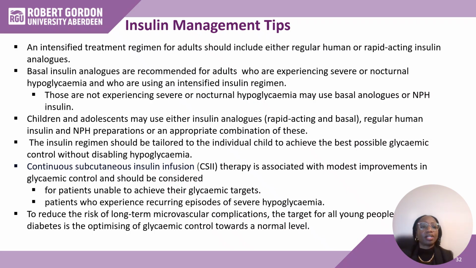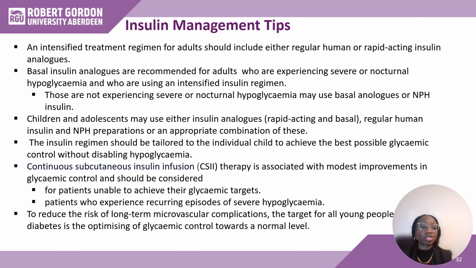Okay, so insulin management tips. An intensified treatment regimen for adults should include either regular human or rapid acting insulin analogs, as I mentioned earlier. Basal insulin analogs are recommended for adults who are experiencing severe or nocturnal hypoglycemia, so that's hypoglycemia overnight, who may be using an intensified insulin regimen. Those who are not experiencing nocturnal hypoglycemia may use basal analogs or NPH insulin. So this is done case by case.